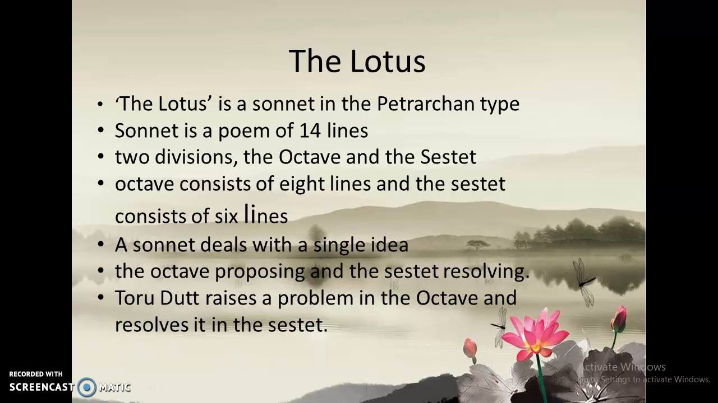In the octave, there is a proposal, a description of some problem or some theme, and in the sestet, the problem is resolved. Toru Dutt here raises a problem in the octave, and the problem is who is the undisputed queen of the flowers, and she resolves this problem in the sestet. So there is a question in the octave: what flower can win the title of queen of flowers, and in the sestet she provides the answer.